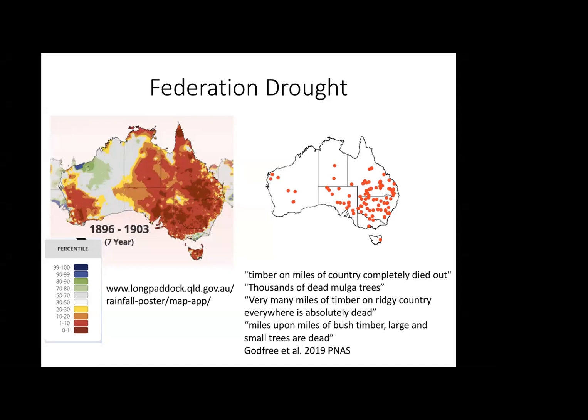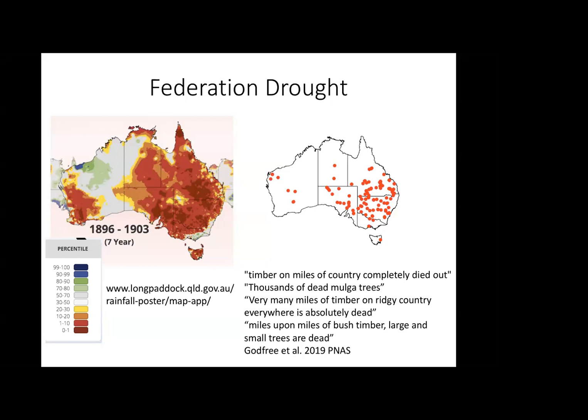And they covered all different types of organisms. But this map is where I've extracted from their data set all the dead tree records that they found in newspapers of the time. And so you can see that there's a lot of quite graphic descriptions of thousands of trees dying, miles and miles of bush timber being dead. And so we know that fairly wide-scale drought mortality has happened in past droughts.